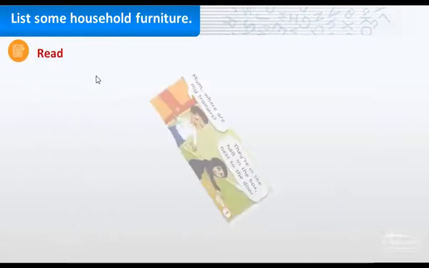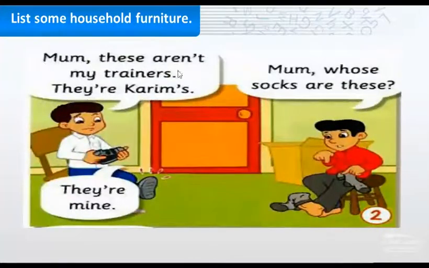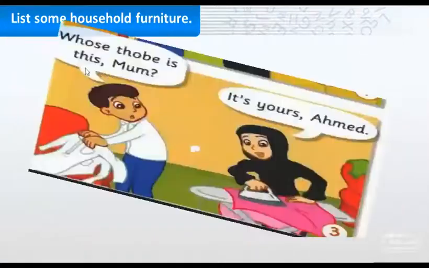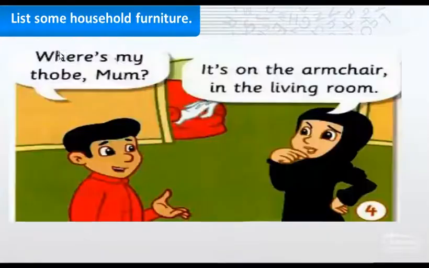Read. Mom, where are my trainers? They are in the hall, in the box, next to the door. Mom, these aren't my trainers. They are Kareem's. They are mine. Mom, whose socks are these? Whose top is this, Mom? It's yours, Ahmed. Where is my thumb, Mom? It's on the armchair in the living room.